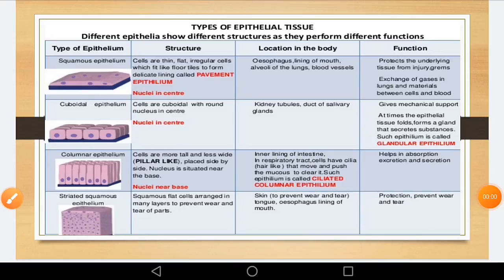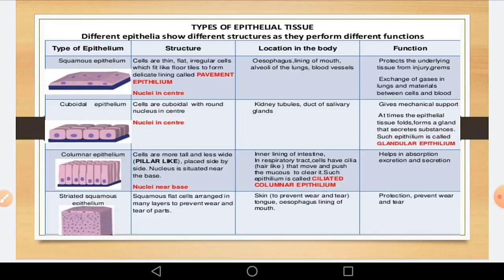Now let us see the types of epithelial tissues, their structure, where they are located in the body, and their function. First is squamous epithelium. How is the structure? Cells are thin, flat, irregular cells which fit like the tiles of a floor, joined one with another, to form a delicate lining called pavement epithelium. The nucleus is always in the center. It is found in the esophagus, lining of the mouth, alveoli of the lungs, and blood vessels. Its function is to protect the underlying tissue from injury and germs, and exchange of gases in lungs and material between cells and the blood.